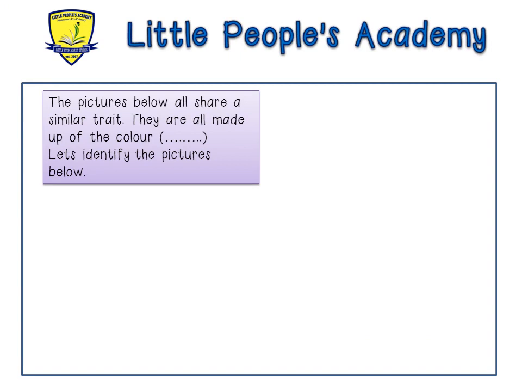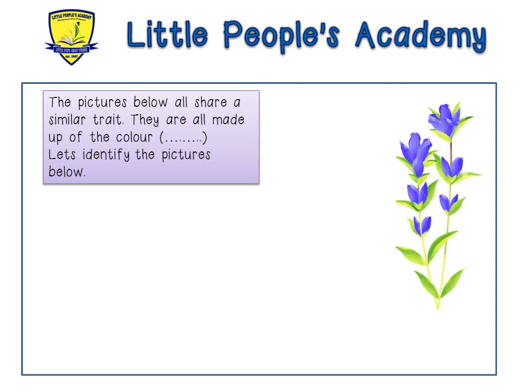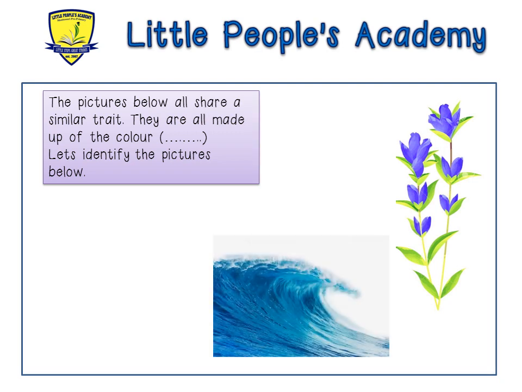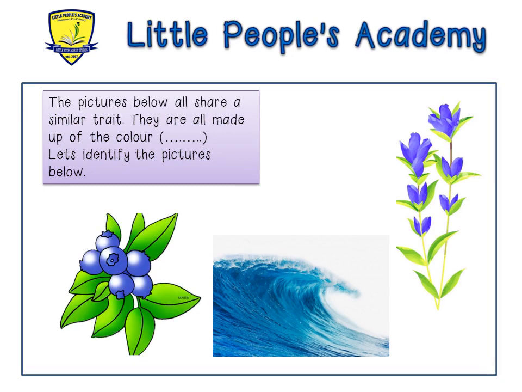The pictures below all share a similar trait. They are all made up of the color blue. Let's identify the pictures below. A gentian plant. The ocean. Blueberries.